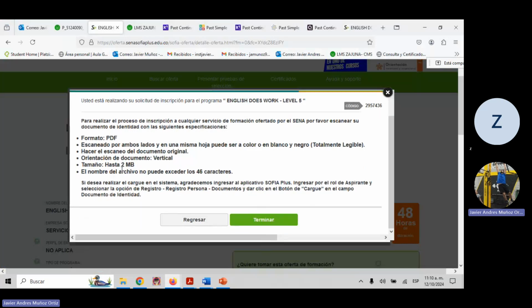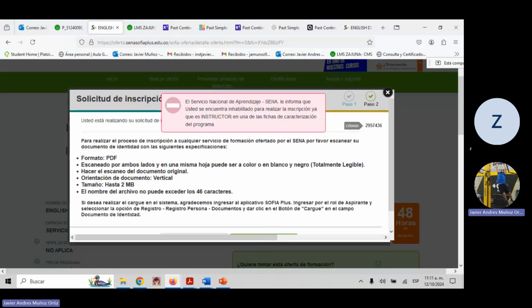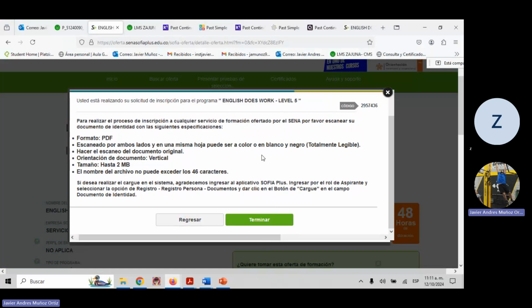you're going to see a new window with a message saying that to your mail you have registered in Sena Sofia. Let's suppose christianfelipe@misena.edu.co. You're going to receive the information in order to be able to start the next level. So when you click on terminar, you're going to find this information. In my case, once again, I'm not able to do it because I'm the instructor. So it says here: Informa que usted se encuentra vinculado a Sena como instructor. Therefore, I'm not capable of doing that level.